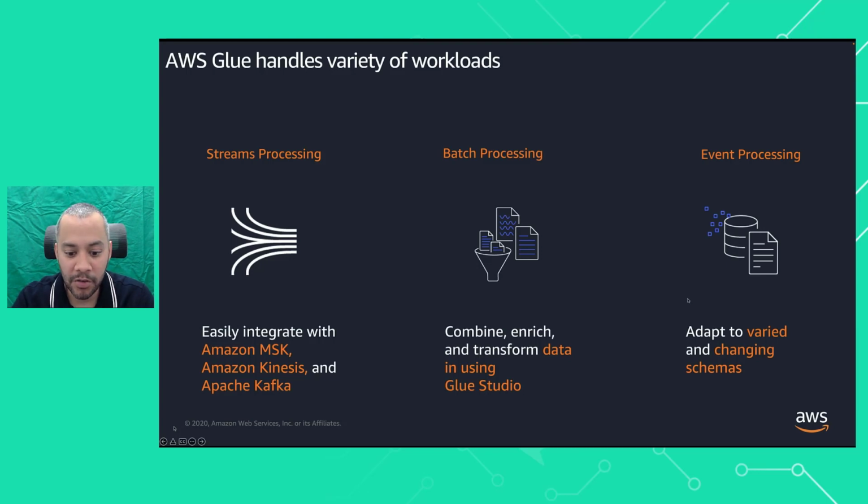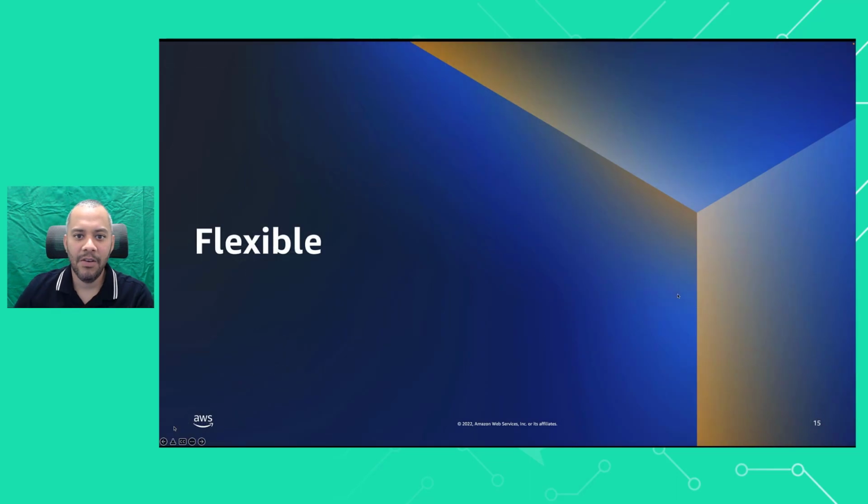For batch processing, you can combine, enrich, and transform data using Glue Studio, as you saw before. And event processing allows you to react depending on an event. If something happened to your data, to give you an example, if you have a new file on S3, you can trigger a Glue job based on that event. Or if your schema changed, you can also trigger a Glue job based on that. So if you see, it doesn't matter the nature of your workload, Glue can cover it. Perfect. So now let's talk about the flexibility that AWS Glue offers.